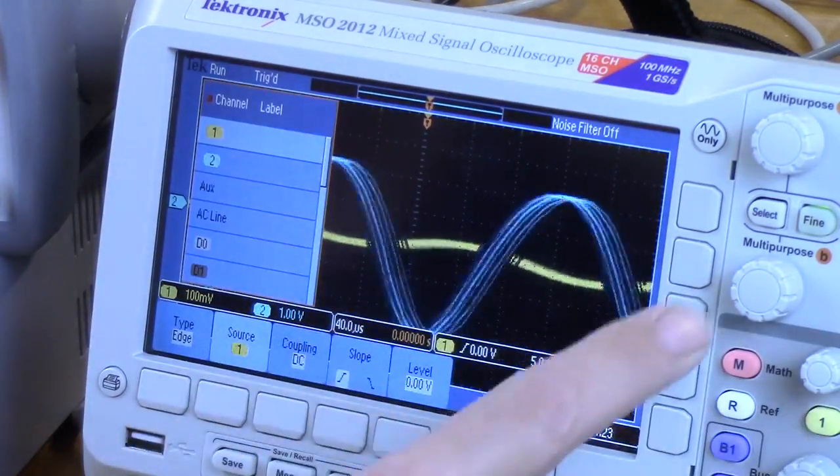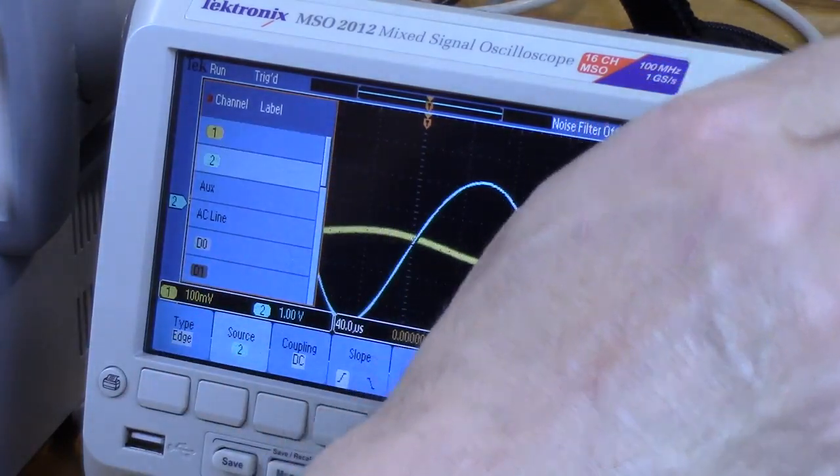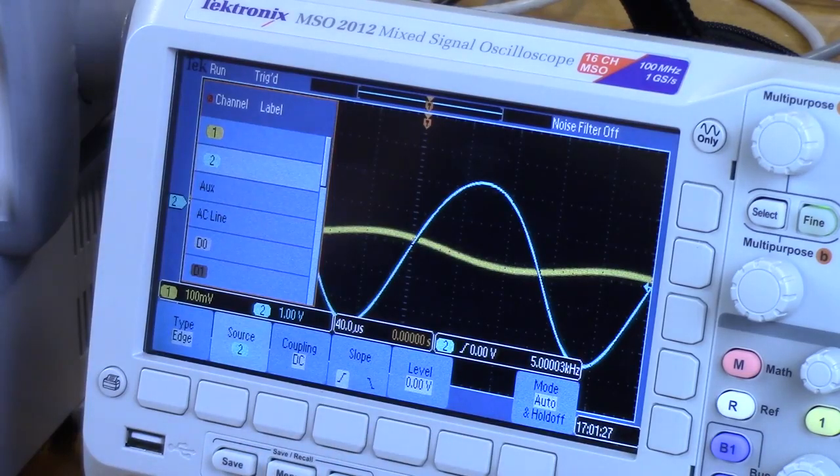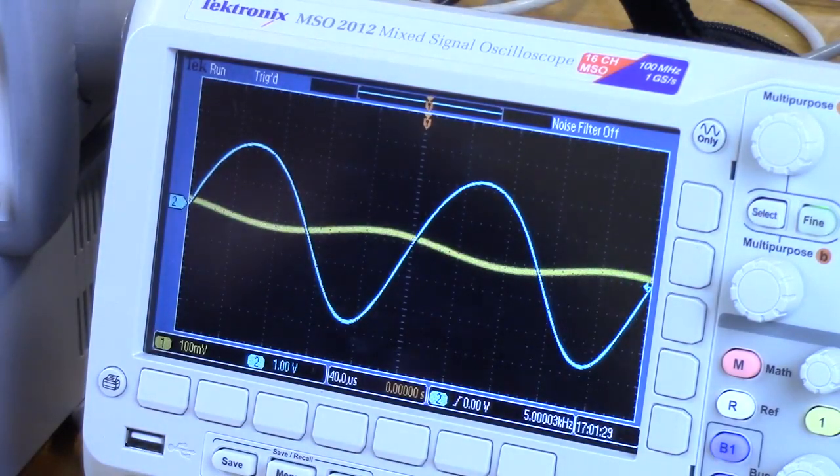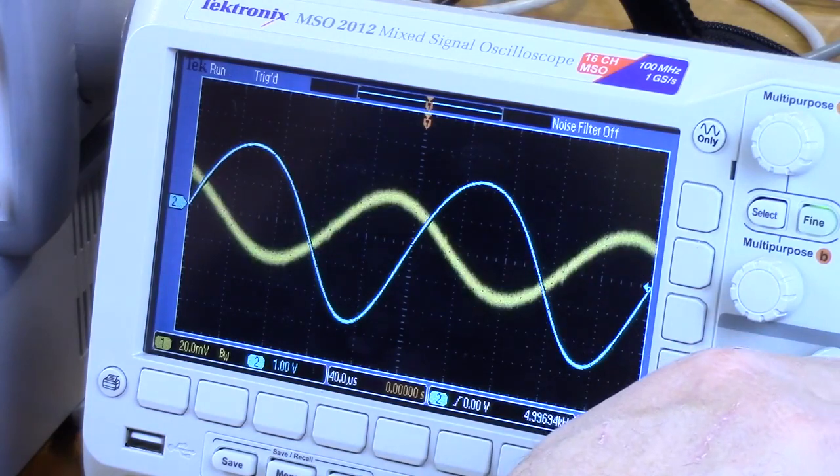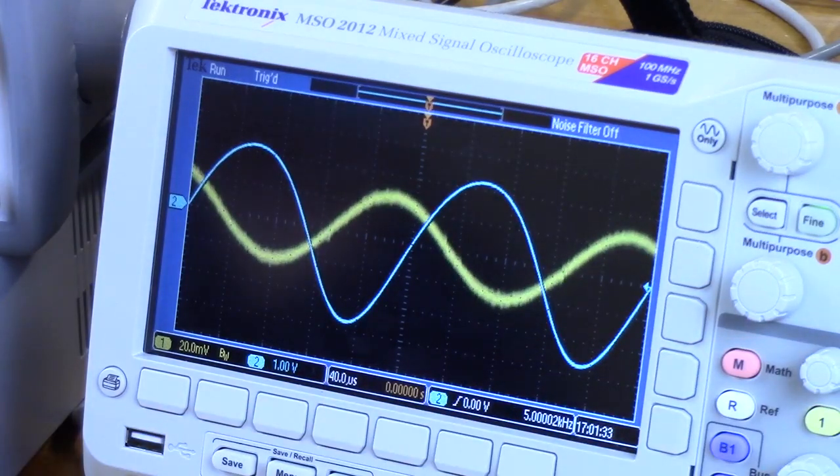Trigger, source, channel 2, like so. Okay, so we're now back to our normal operating conditions. What we're going to do is look at the pole due to C2.